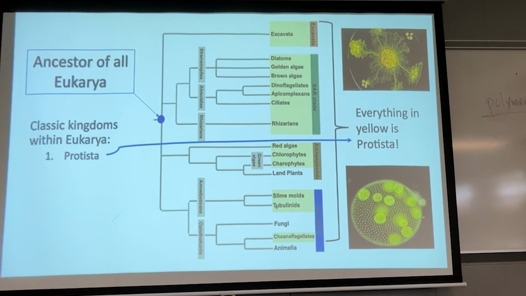everything in yellow is a protist. So that used to be a kingdom, right? We used to call it Kingdom Protista. But notice it's obviously really polyphyletic, isn't it? They're all over the place. You can't put them into one monophyletic group because, look, they all share different recent common ancestors, right?